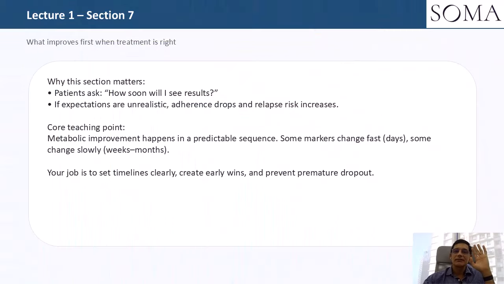So what improves first when the treatment is right? Patients almost always ask a very practical question: Doc, how soon will I see the improvement? And this is not a small question. Understanding timelines is critical for adherence, because if patients expect everything to change in 1 week, they will drop out. And if they expect nothing to change for 6 months, then they will also lose motivation. So we need to teach them a realistic sequence of improvement.